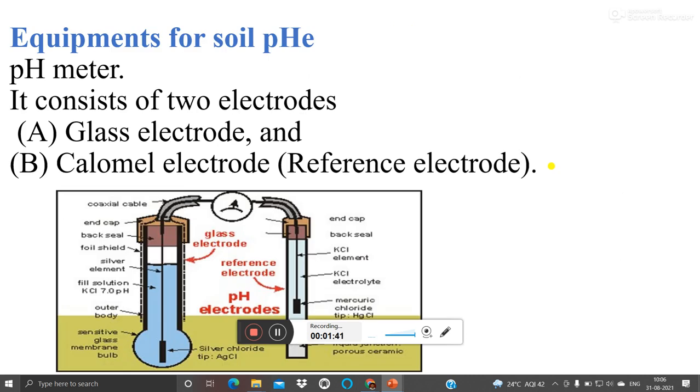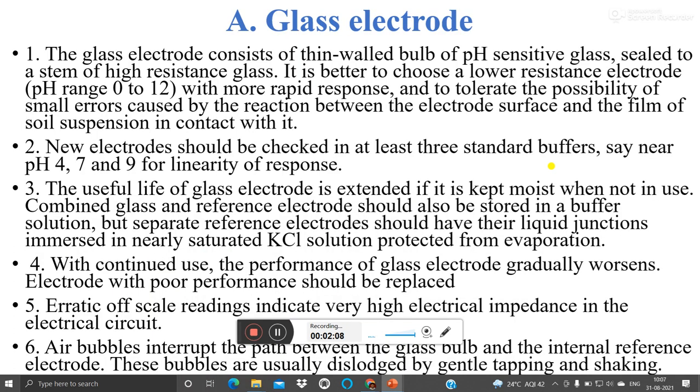So this equipment, the pH meter, mainly consists of a glass electrode and a calomel electrode. The calomel electrode is also known as the reference electrode. You can see these two, the glass electrode and the calomel electrode. Sorry, the reference electrode and the pH electrode are included inside the glass electrode. First, what is the glass electrode?